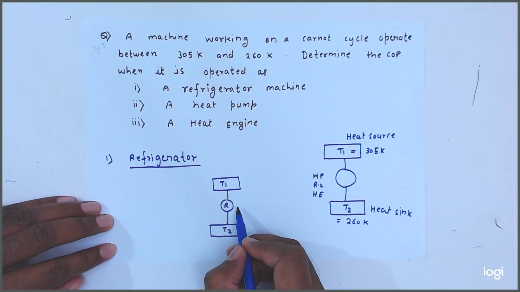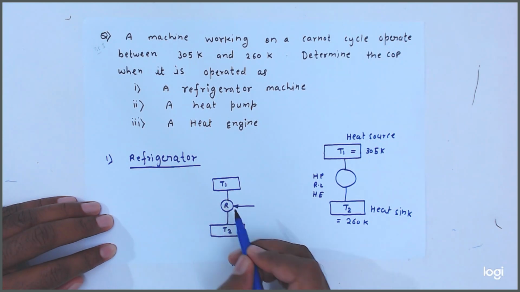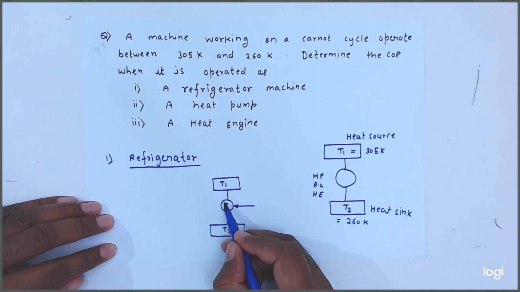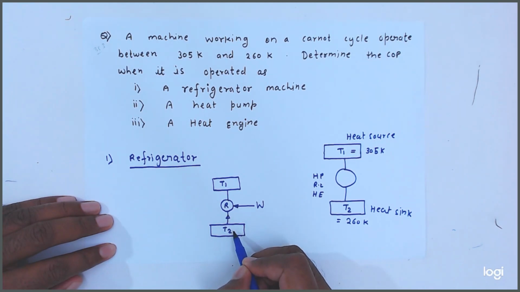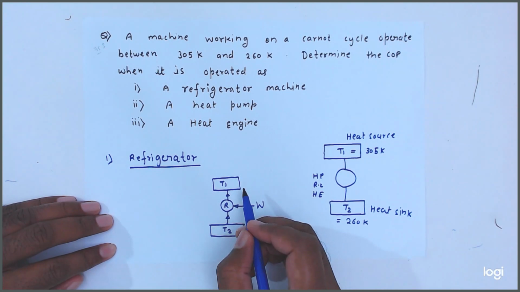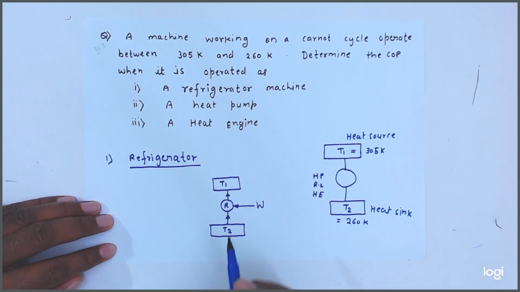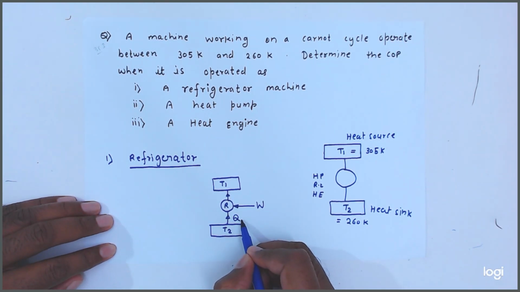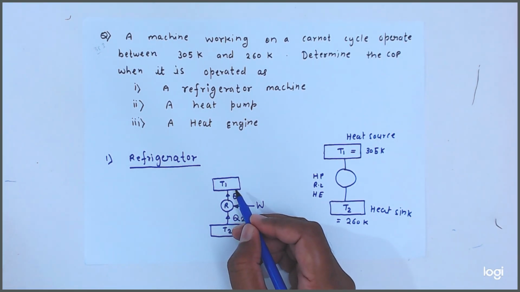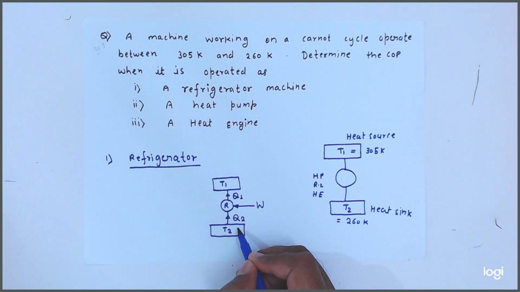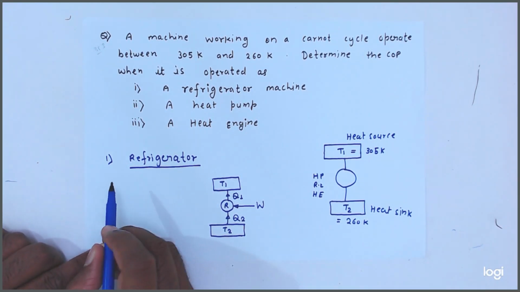Okay, in refrigerator case we have to give energy to run the refrigerator. So friends, here we have to supply energy and give work input so that it can transfer heat from lower body to higher body, because this is the heat source, this is the heat sink. So what does a refrigerator do friends? It extracts heat from lower temperature and rejects heat at higher temperature. Okay, so main focus is we have to maintain lower temperature in the refrigerator.